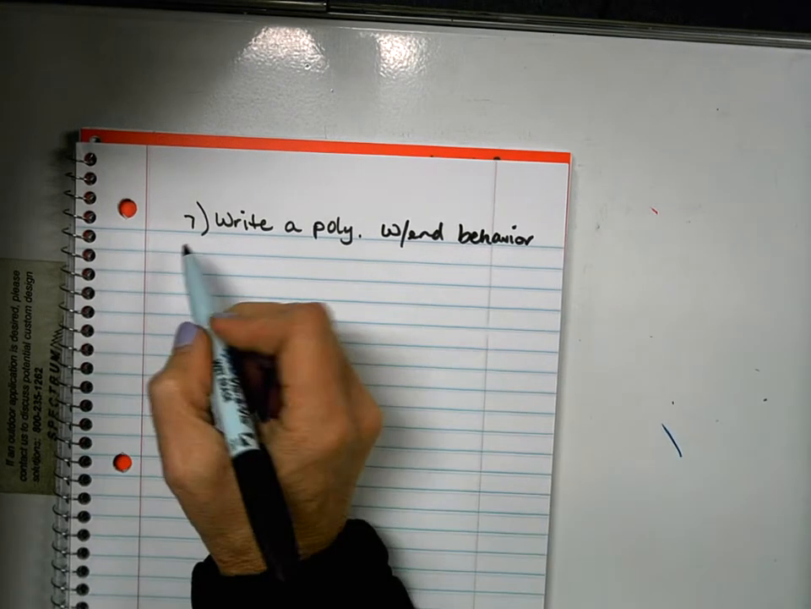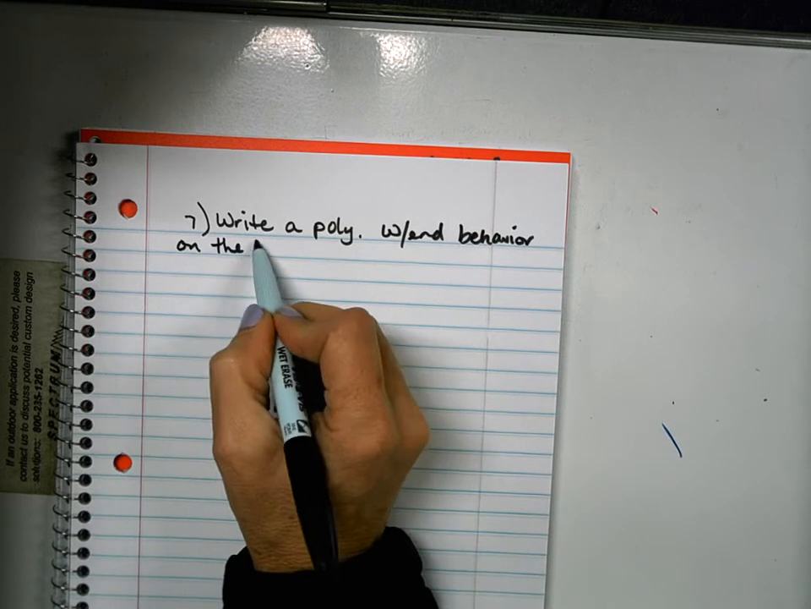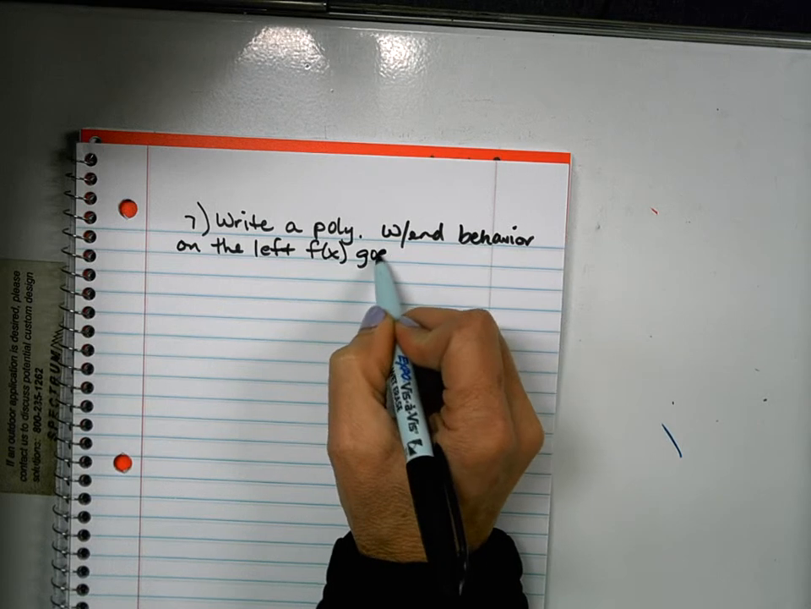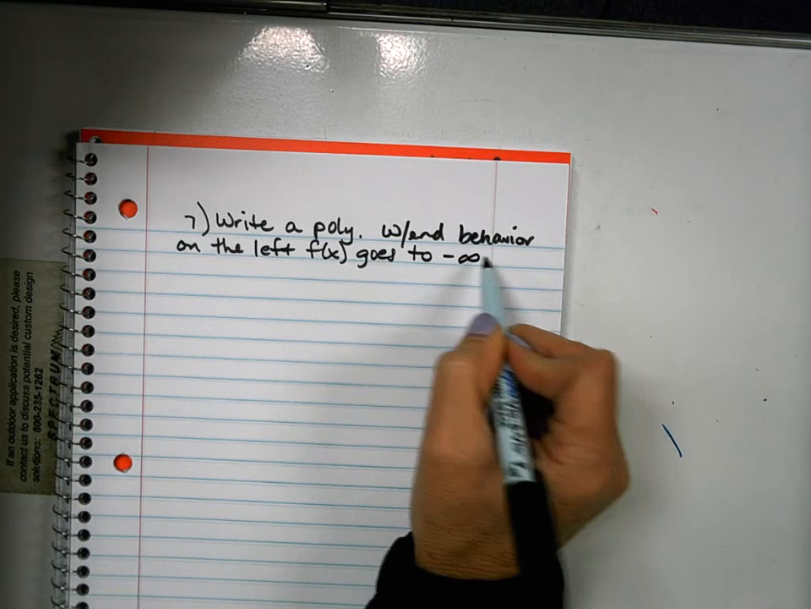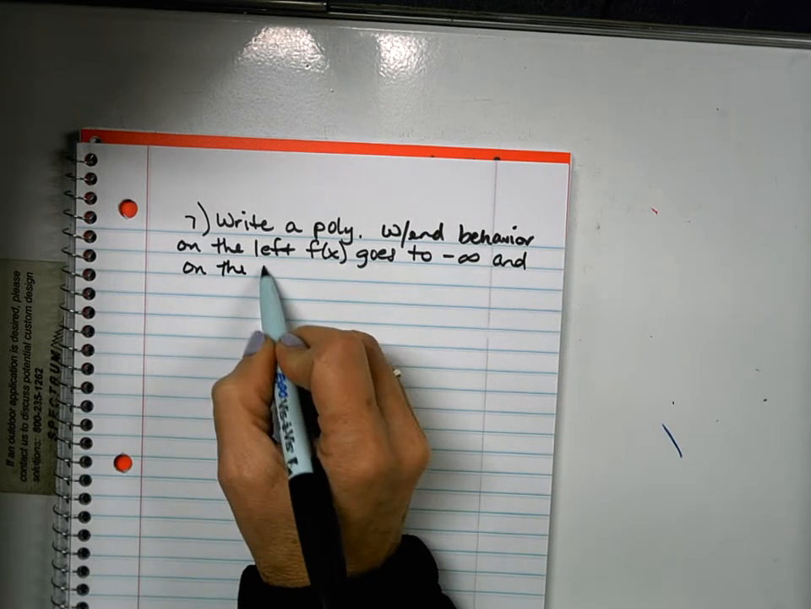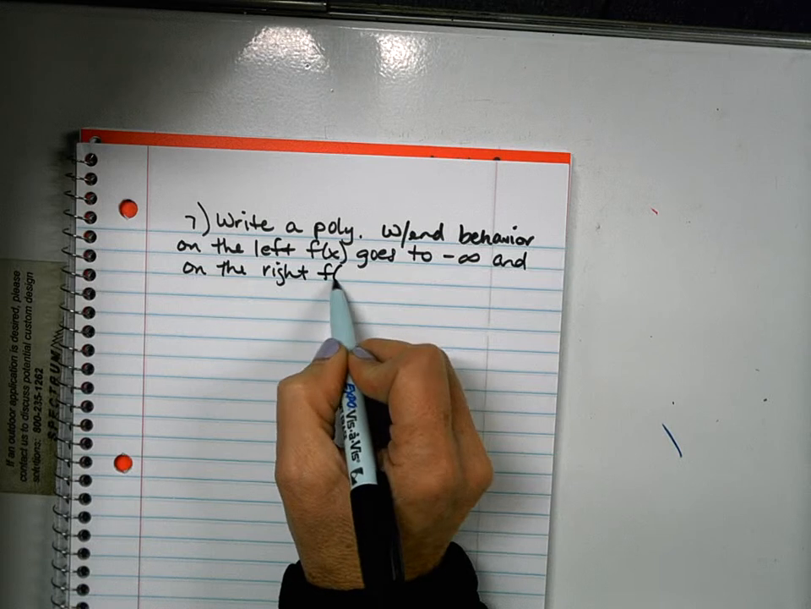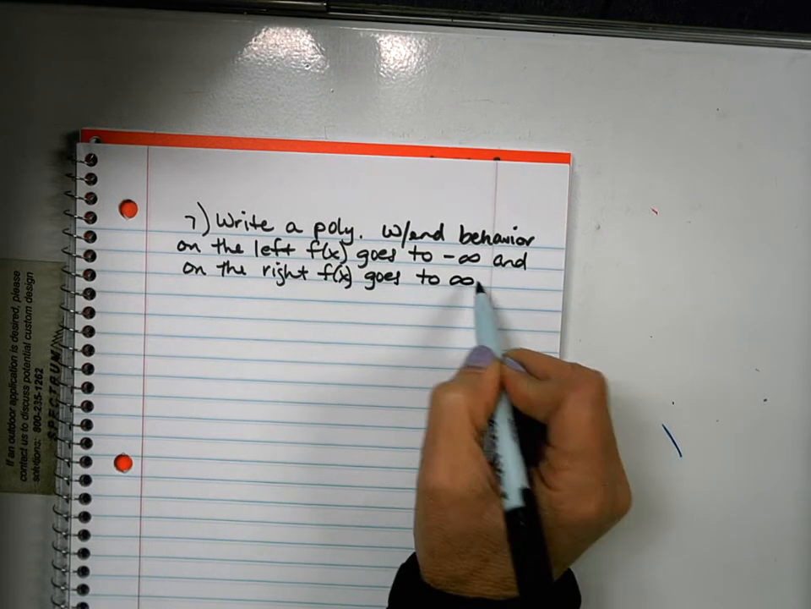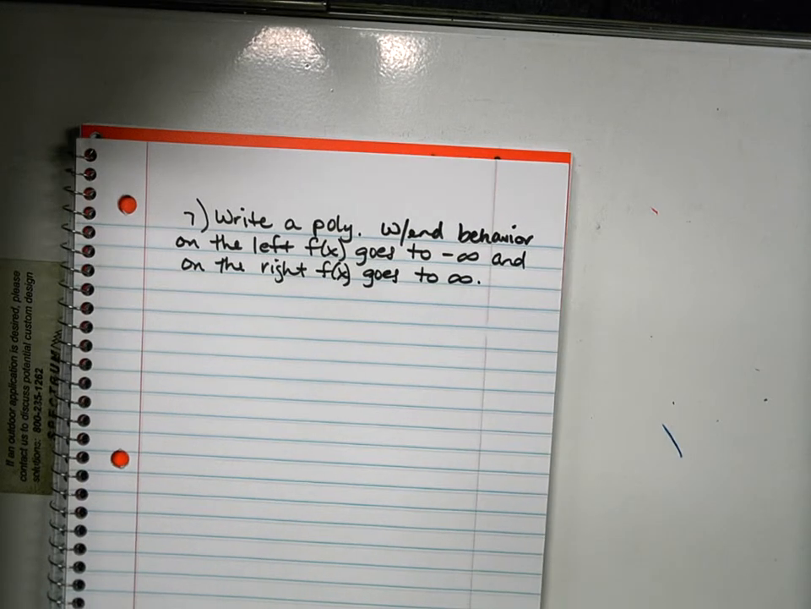On the left, f of x goes to negative infinity, and on the right, f of x goes to infinity. Okay? There's a whole bunch of answers for this. You just have to make sure you get the right degree and a leading coefficient that would work with that.